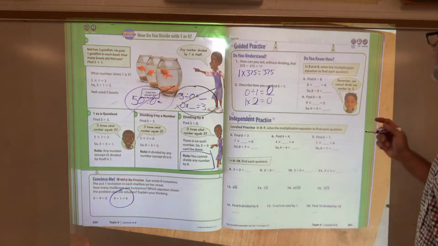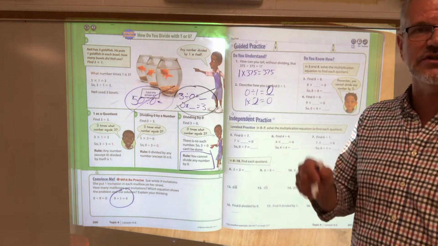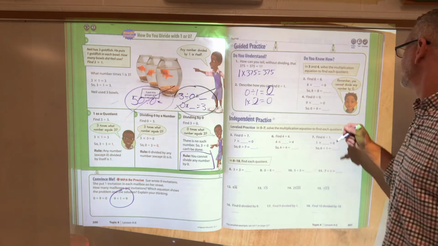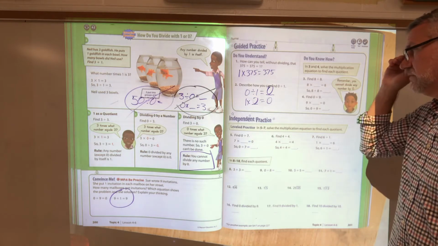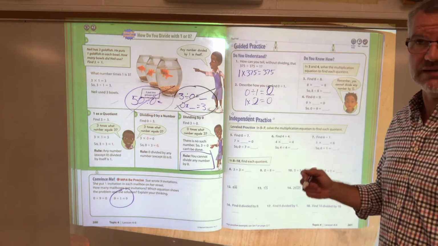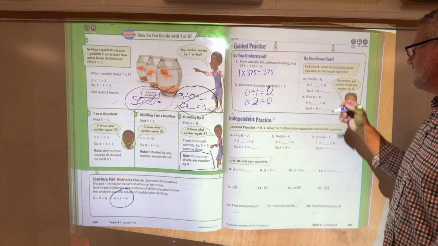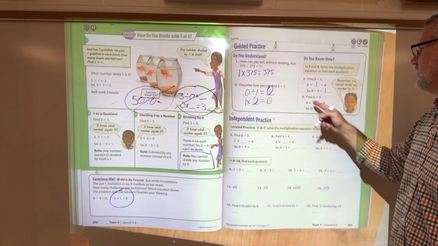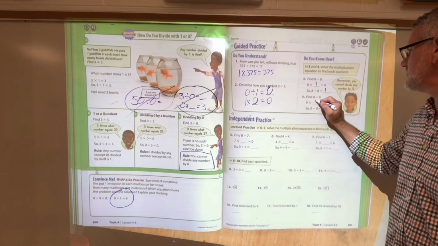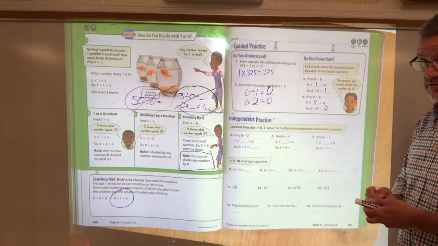In 3 and 4, solve the multiplication equation to find the quotient. Remember, the quotient is the answer to a division problem. And remember, he's telling you here, you cannot divide any number by 0. 0 cannot be a divisor. It can be a dividend, but not a divisor. Find 8 divided by 8. Well, 8 times 1 is 8, so 8 divided by 8 is 1. Find 0 divided by 9. 9 times 0 equals 0, so 0 divided by 9 is 0.